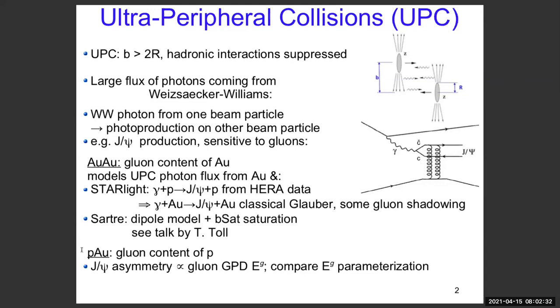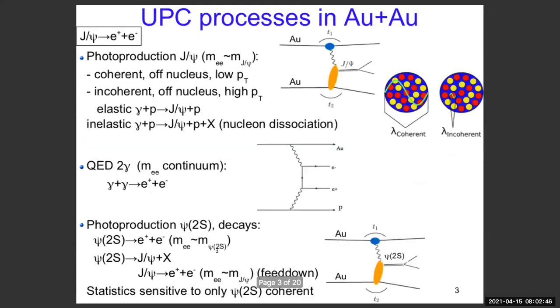And then in p-gold, again, we are probing the gluon content of the proton. And I will show you that there's an asymmetry with polarized protons that gives sensitivity to one of the gluon generalized parton distributions. Okay, so for gold-gold, we'll be observing the J/psi in the e+e- channel.